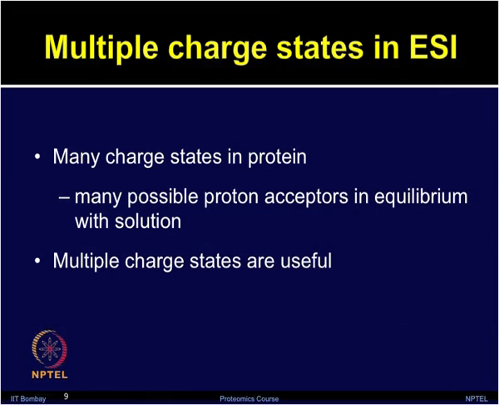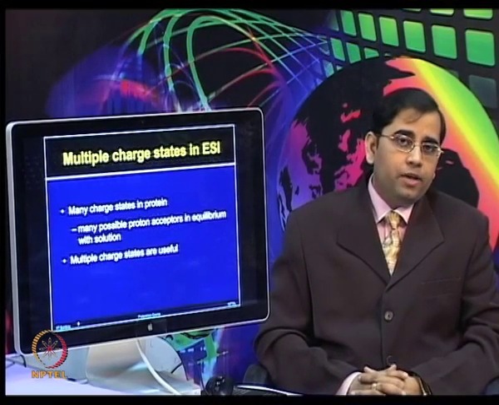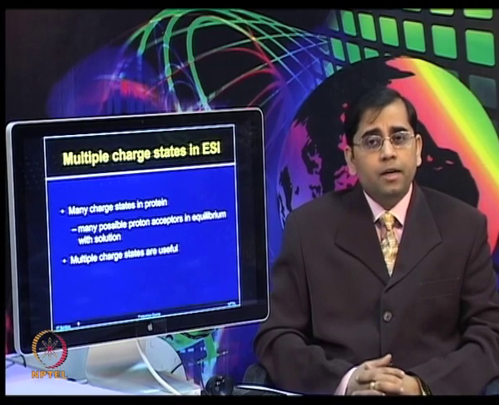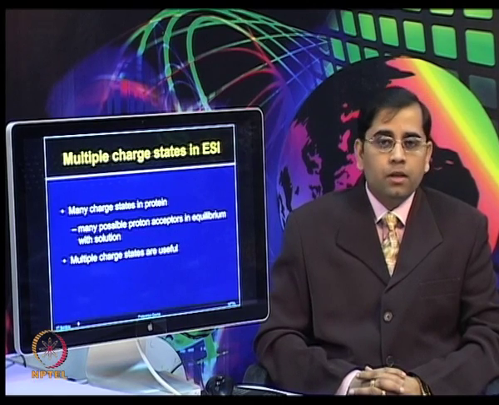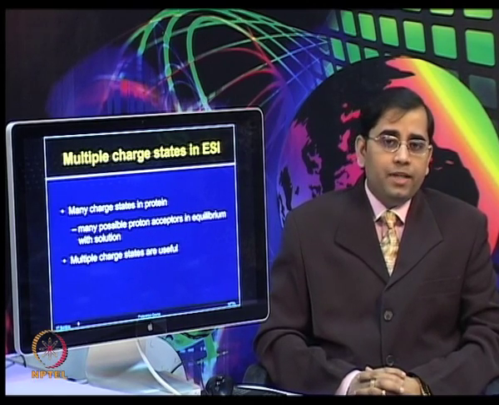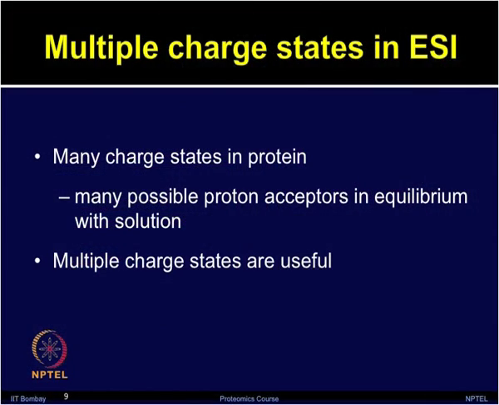I will talk in more detail about how various types of ionization sources work. That will be much later part of the lecture, but just in this context I would like to mention that there are multiple charge states present in electrospray ionization. In proteins, there are many possible proton acceptors in equilibrium with the solution. So, the multiple charge states are quite useful because they form ions which are in the mass range of mass analyzers such as TOF, quadrupoles, ion traps, etc.